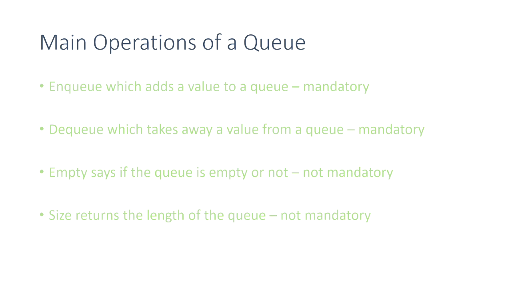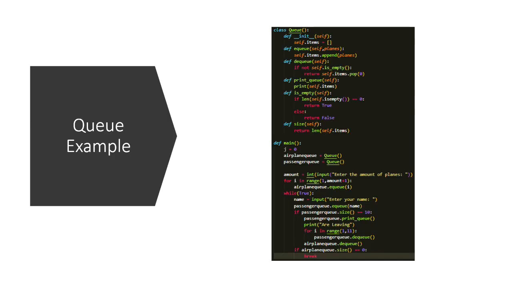So you need to mainly define enqueue and dequeue functions when you're defining a queue. These are mandatory to define, or else you cannot make a queue. So enqueue adds a value to a queue, dequeue takes away a value from the queue. They're both mandatory. Empty returns if the queue is empty or not, and size returns the length of the queue. Both of the last two are not mandatory. So this is an example of a queue.